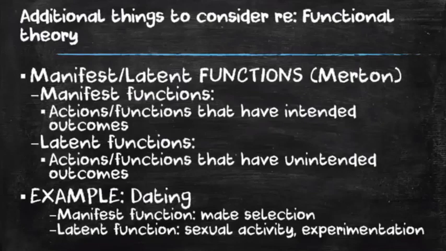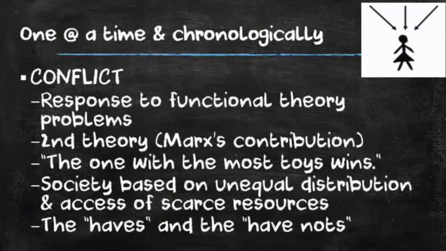No. This theorist is Karl Marx. And Karl Marx, among other conflict theorists, developed this perspective as a response to the problems that they saw with this hands-off attitude of the functional theorists. So this is the second theory, and it competes with functional theory. And I like to think about this one with the phrase, the one with the most toys wins. This particular theory is not based on balance or equilibrium being achieved. No, this one is based on unequal distribution and access to scarce social resources. This is where those haves and have-nots come into play.